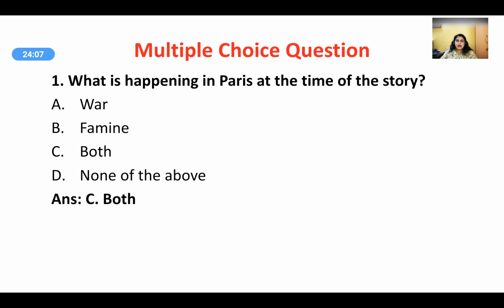Now let us assess ourselves with a small multiple choice question. What is happening in Paris at the time of the story? In the very first paragraph, the description is very clear. Paris was in the throes of famine and it was also besieged by the Prussians. So the options provided are war, famine, both, or none of the above. And the answer is option C, both. War and famine, both were happening in Paris at the time of the story.